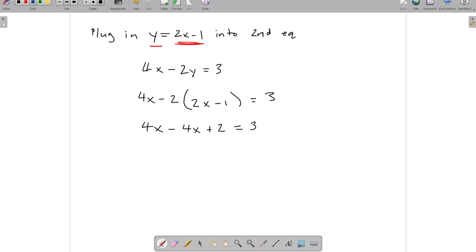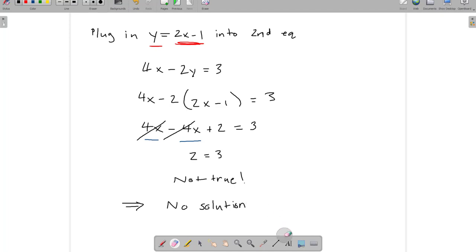And then when we go to combine our like terms, we have 4x and minus 4x, so those are going to cancel with each other, and we end up with 2 equals 3. Well, this is just not true at all. It's never true. There's no value of x that I can use to make this true. So that means there is no solution. If you end up with some statement like this, where this can never be true, then you'll have no solution. We don't usually say solutions, just no solution.